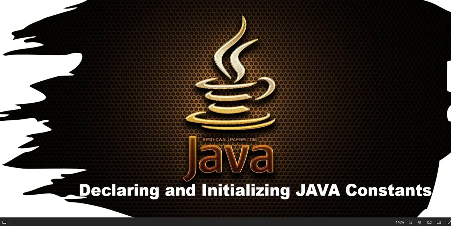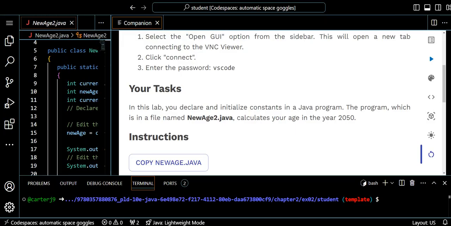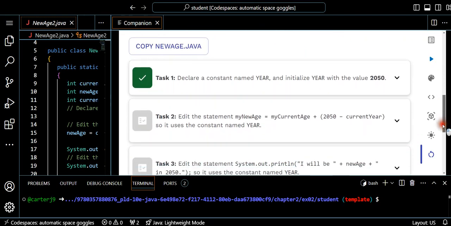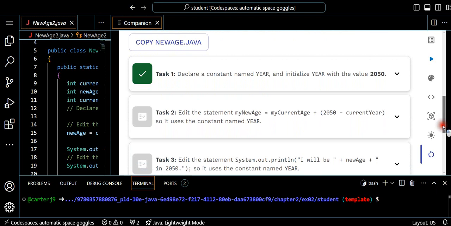Alright, let's move into Java Lab 2-2, which is declaring and initializing a Java constant, or initializing Java constants. And your task in this lab, you declare and initialize constants in a Java program. The program, which is in a file named newage2.java, calculates your age in the year 2050. So task 1, declare a constant named year and initialize the year with the value of 2050.